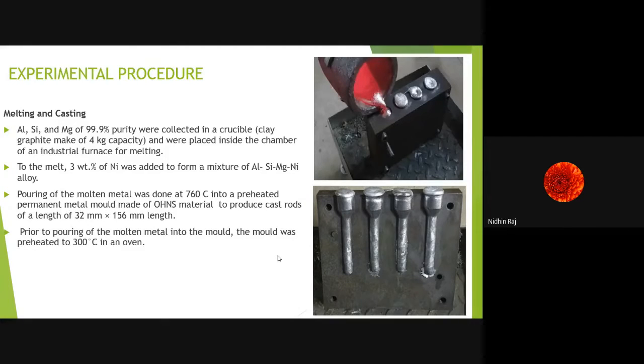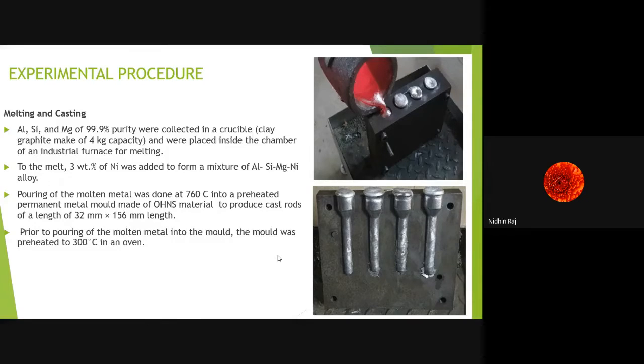Cast rods of diameter 32 mm and length 156 mm were obtained from this. 8 rods were obtained like this. Okay, 4 rods we got in one go, and then we had to pour again, and then we got 8 rods.